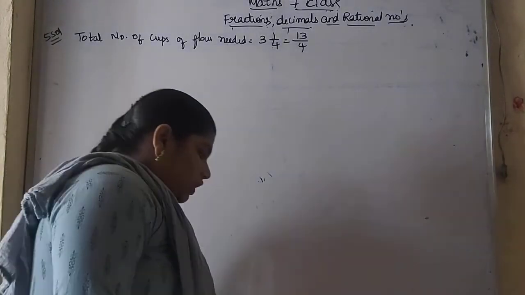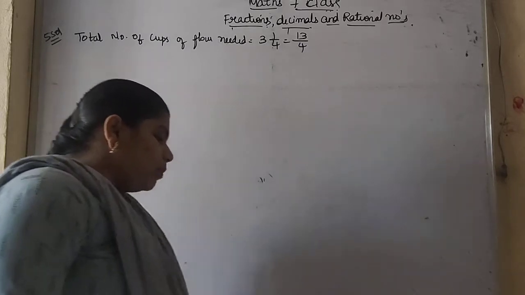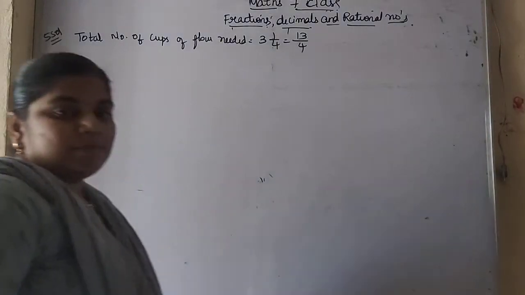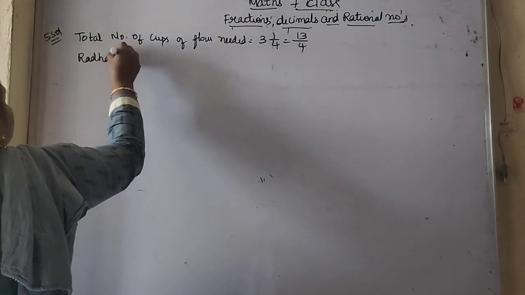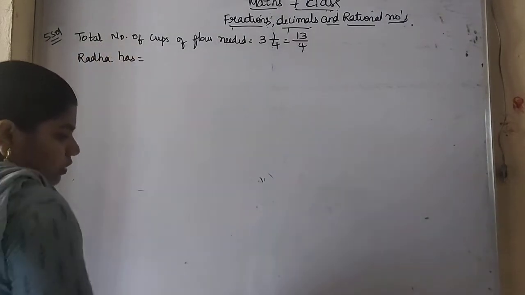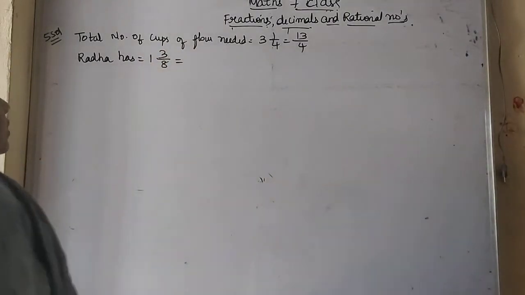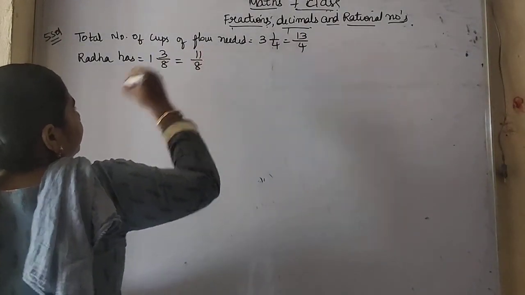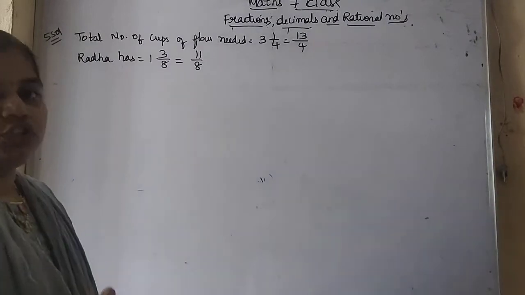Okay. Now how much has she completed? Radha has 1 3/8 cups of flour. So how much flour does she have? That is 1 3/8 cups she has. So Radha has, so what is that? 1 3/8. So this one, convert into an improper fraction. So 8 ones are 8. 8 plus 3 will be 11. So 11/8 cups she has. Okay. So now what do we have to find? We have to find still how many cups of flour she wants.